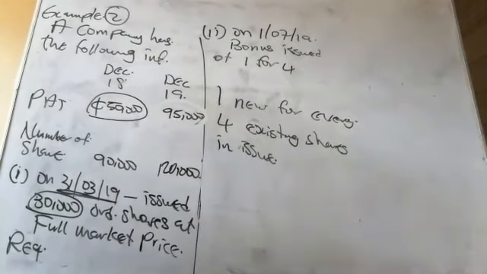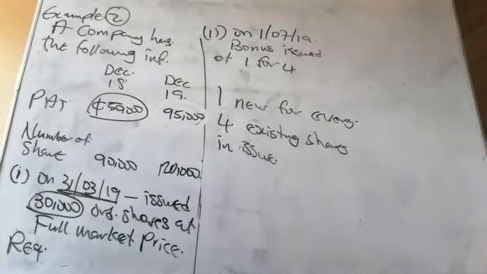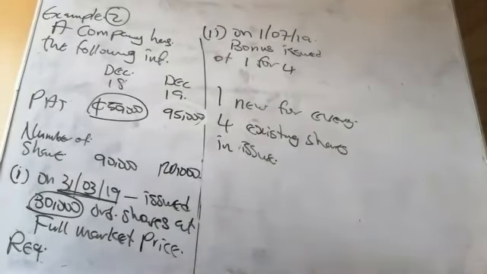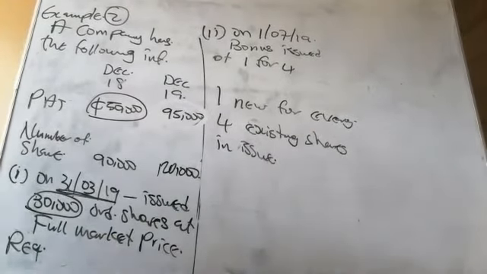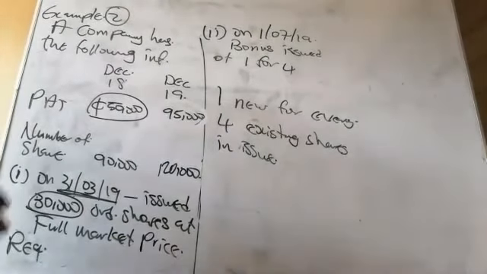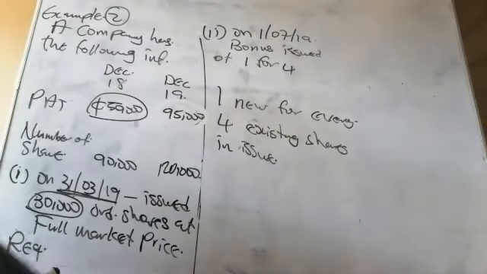So why? Calculate the earnings per share for 2018 and 2019. That's the first requirement. Requirement number 2. Compute the comparative earnings per share for 2018, which will be included in 2019's financials. We are done.